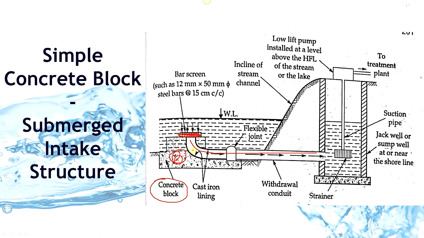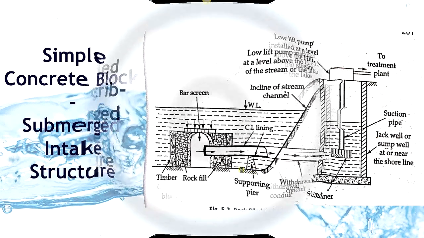This inlet pipe is extended and joined to the water well where water is stored temporarily. This well we call a sump well or jack well. And you can see a suction pipe here that is submerged in this water to suck it with the help of a pump. Here the pump is installed at the top. This water will be lifted through the suction pipe and discharged into a discharge conduit through which it reaches the water treatment plant.